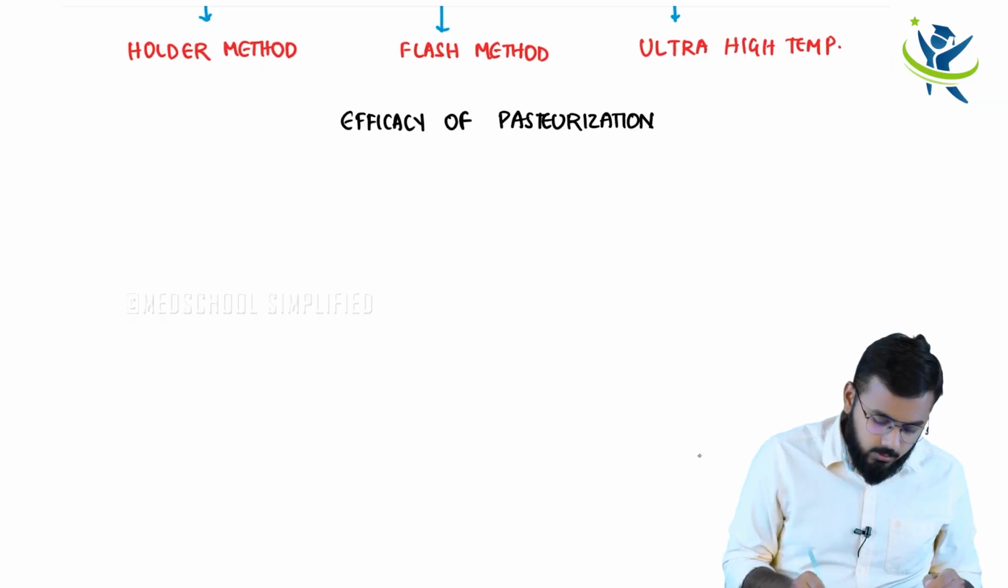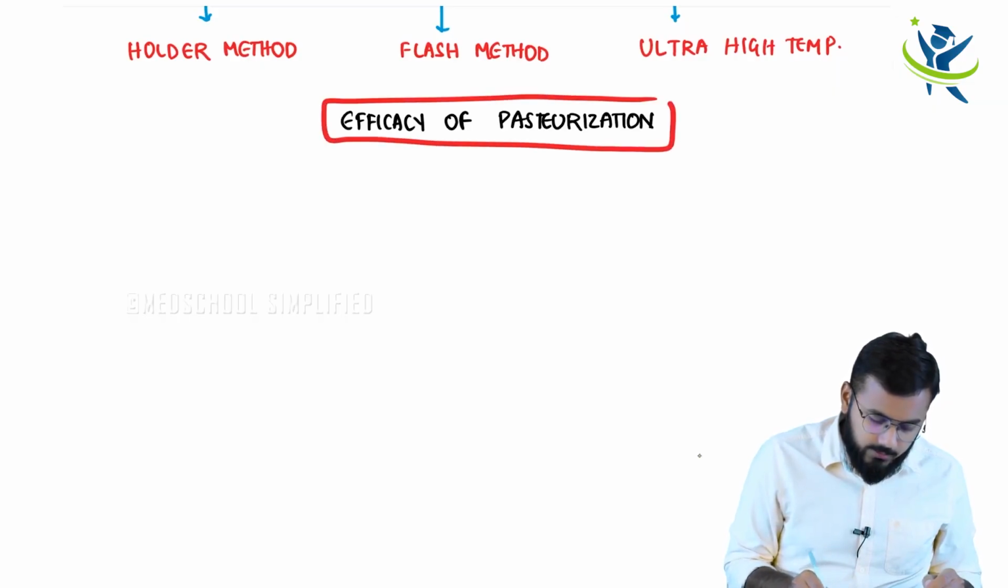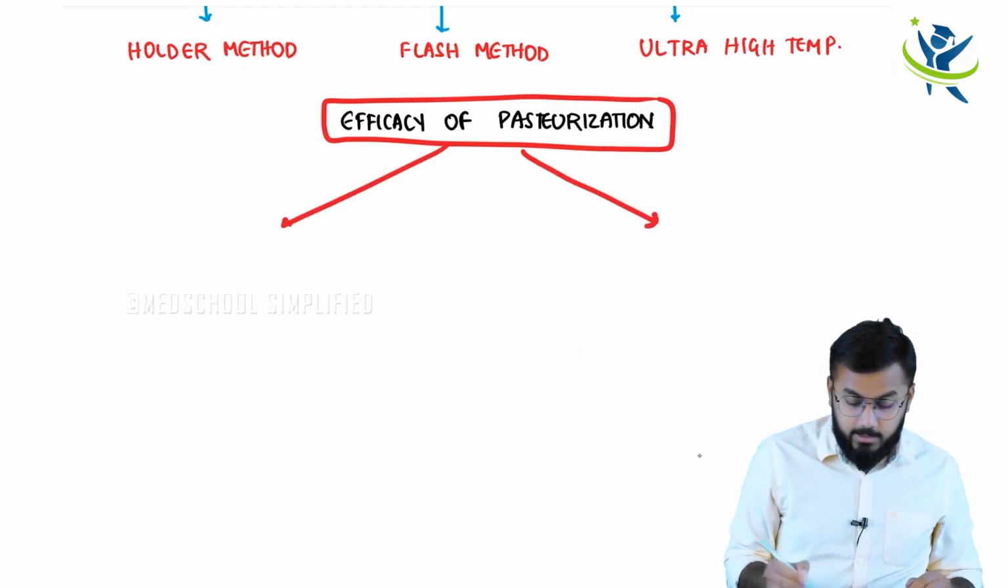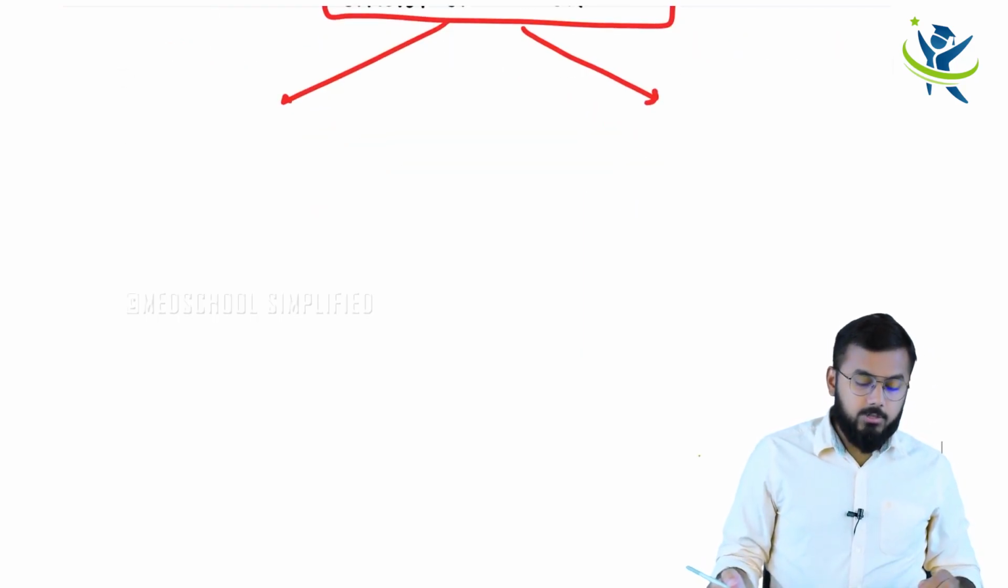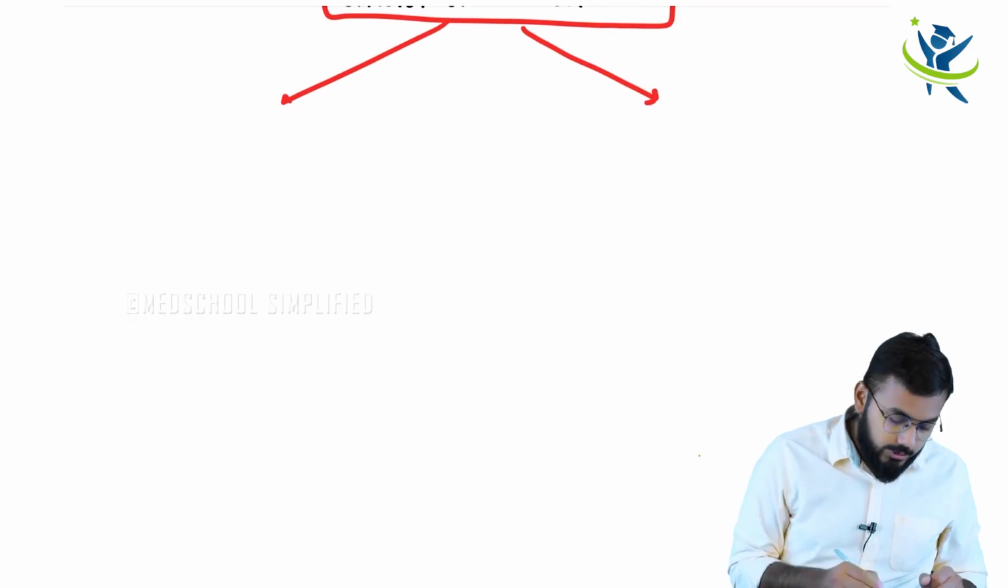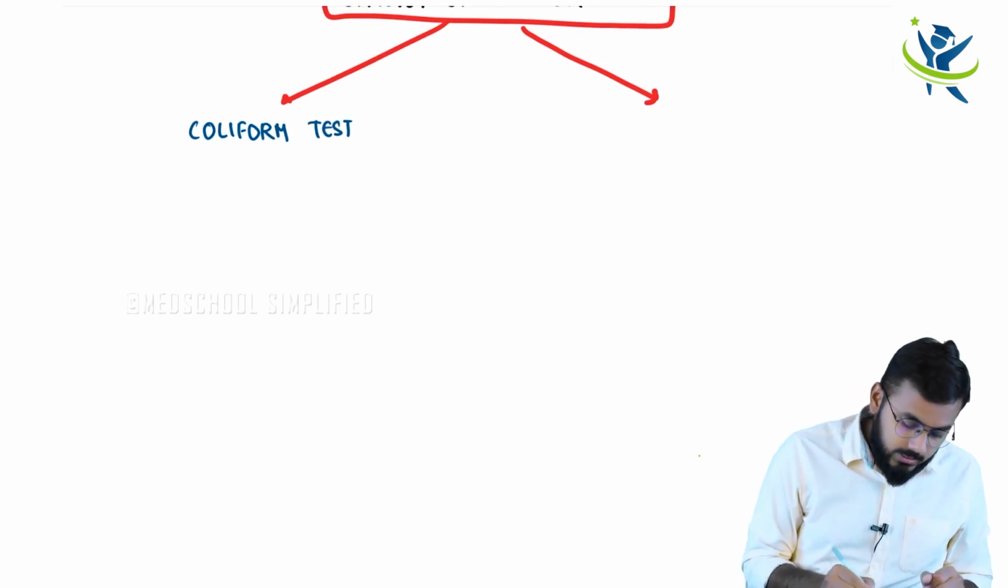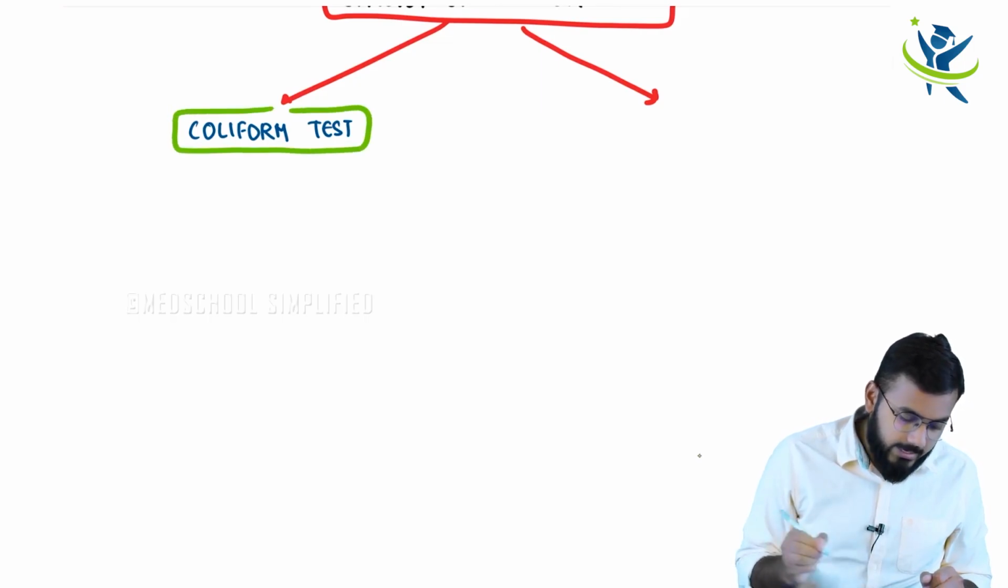Yeah. So how do I show the efficacy of pasteurization? I do two tests and I'll prove to you that this pasteurization technique is working. Now one test, you call it the coliform test. Coliform test in the sense, basically in the milk you have got some bacteria, guys.